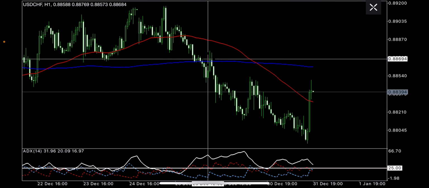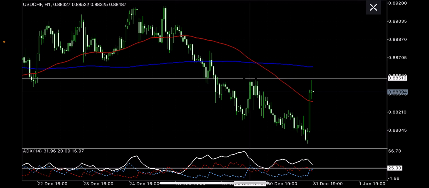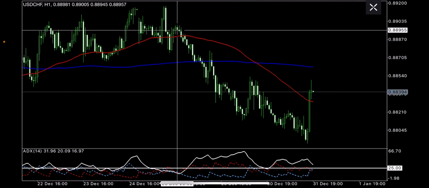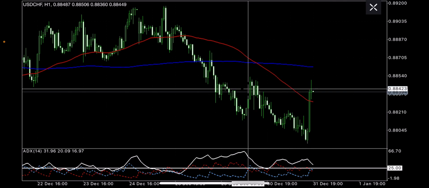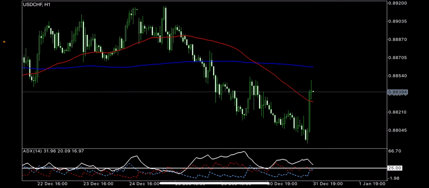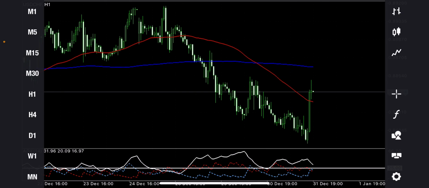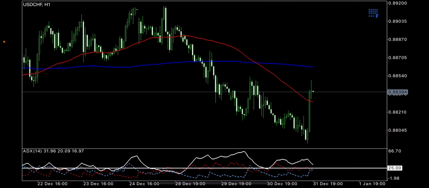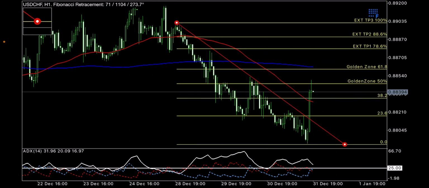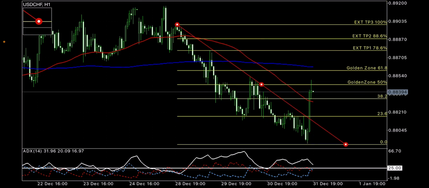So you could draw your fib right here, or you could draw it from here. But I say this powerful movement is what caused the price to go all the way down to here. So I'm going to draw my fib from right here. Let's draw the fib from the top to bottom, as you can see. Okay, there we are. Where is my golden zone?